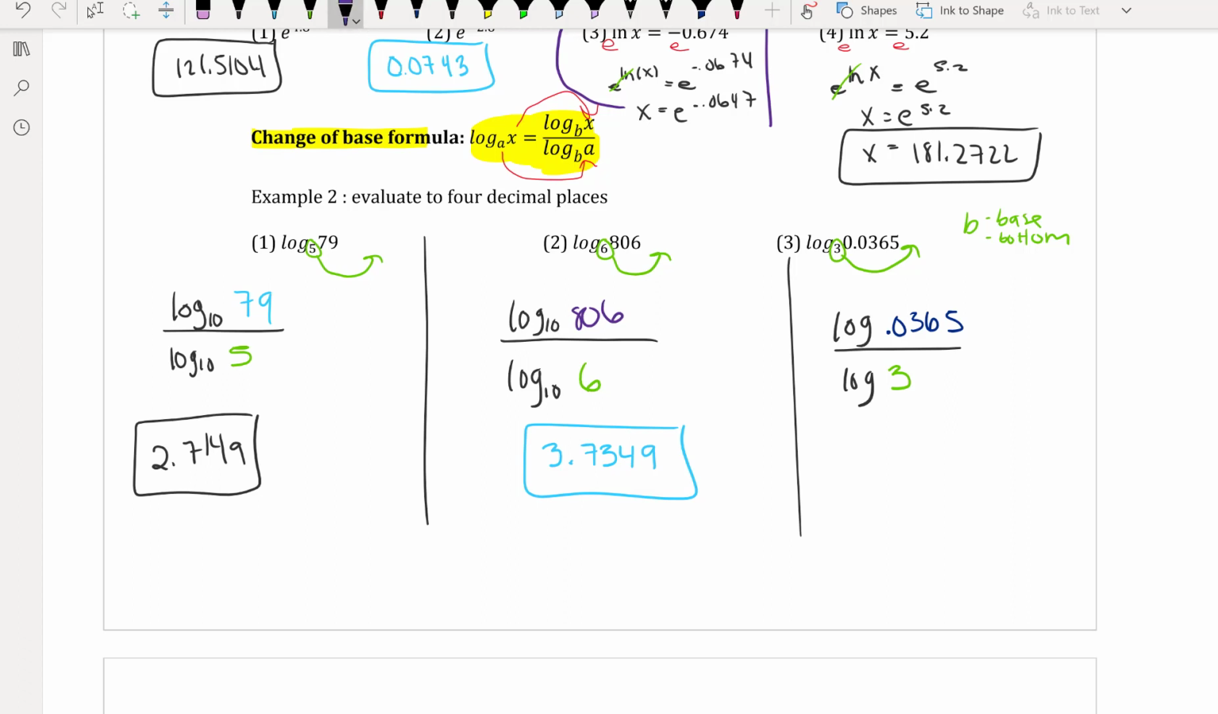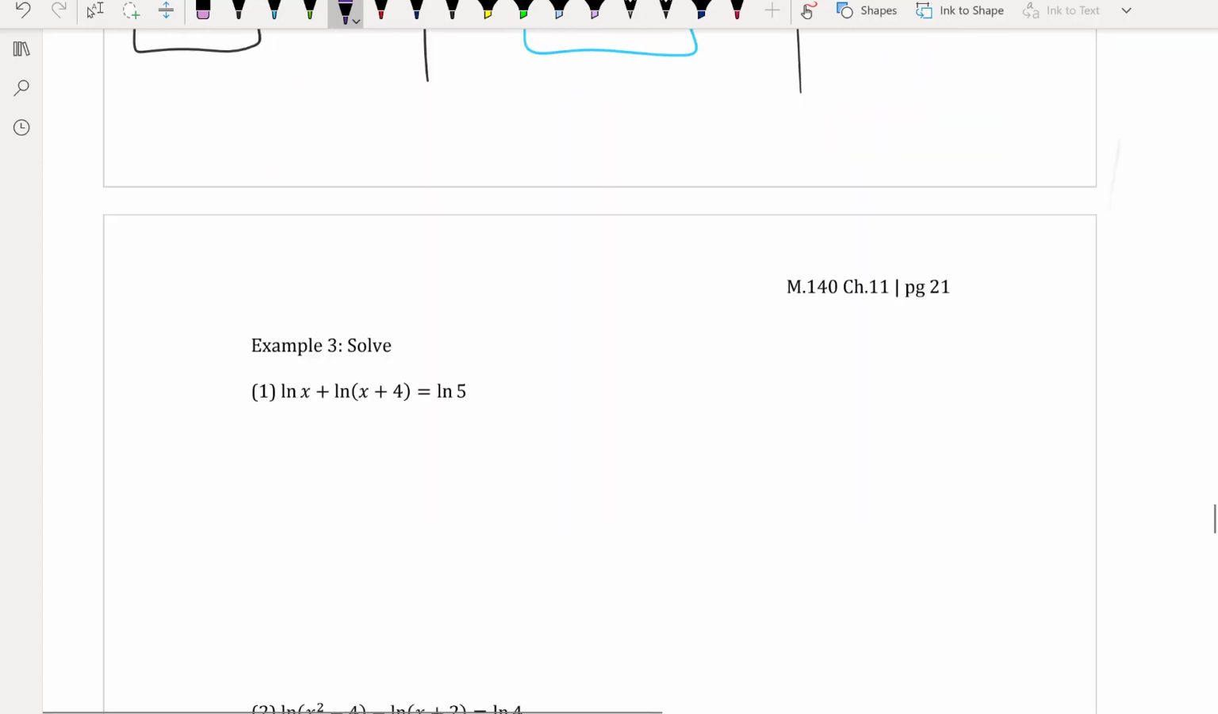So my answer I'm going to have as a negative 3.0133. I'm not really liking my zeros today. That's okay. That's better. So negative 3.0133 is going to be my final answer.